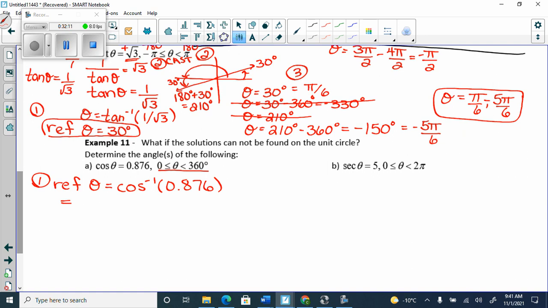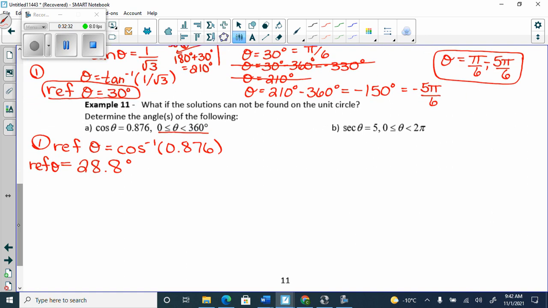They'll say to the nearest tenth or something like that. I always just do to the tenth unless specified. So what do we get for an angle? 28.8. So that's my first one. Step 1, done. Yay. Step 2, cast.